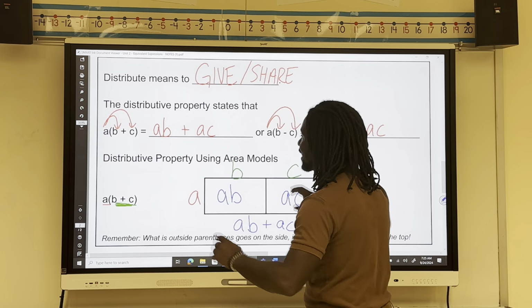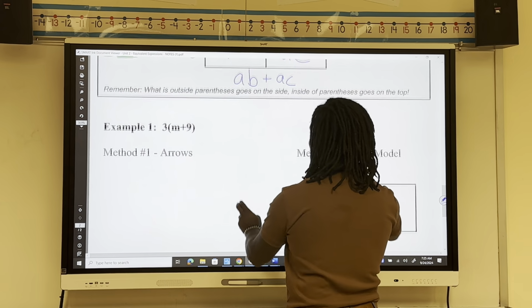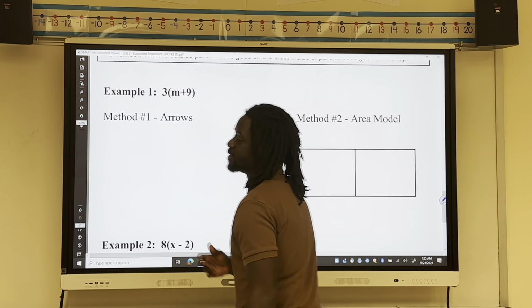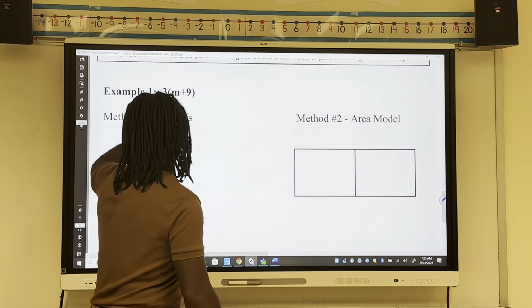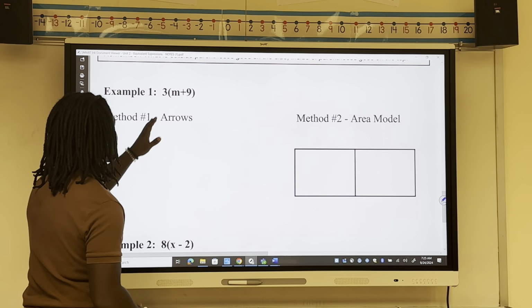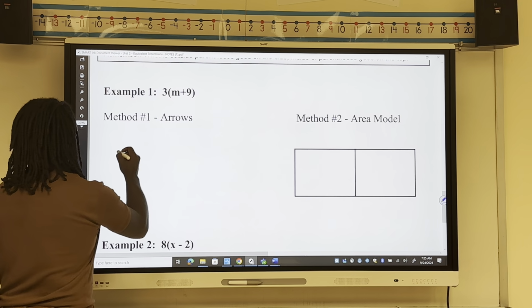All right. Now let's dive in to a couple examples. All right. So example number 1, we have 3 times the sum of M and 9. Okay.